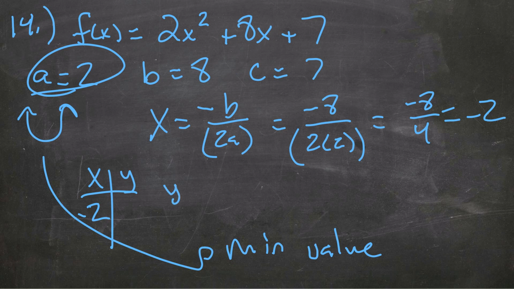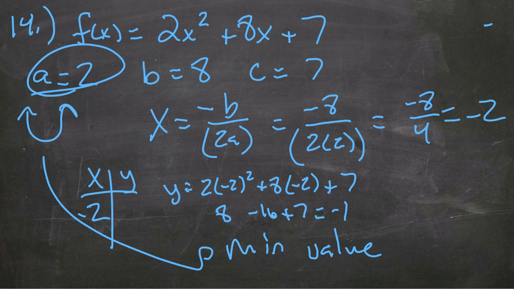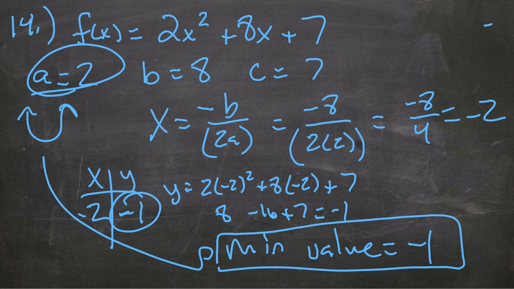So I plug negative 2 in. Y equals 2 times negative 2 squared plus 8 times negative 2 plus 7. So I get positive 8 minus 16 plus 7, which is negative 1. So negative 1 goes here. So guess what? That's my min value, negative 1. And your answer should say min value equals negative 1. All right? Finish the rest of this on another video. It won't take very long. It'll be really short on the next video.